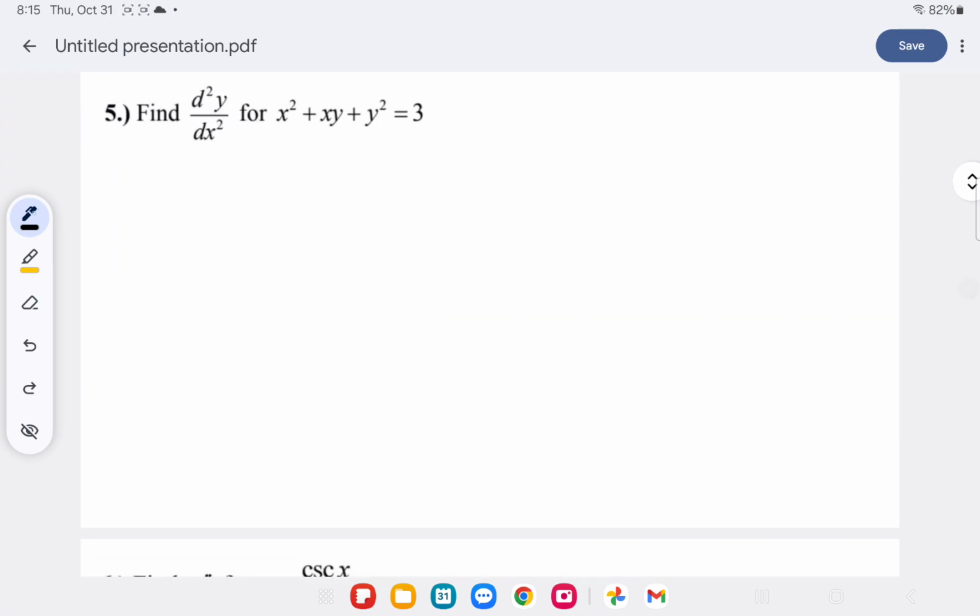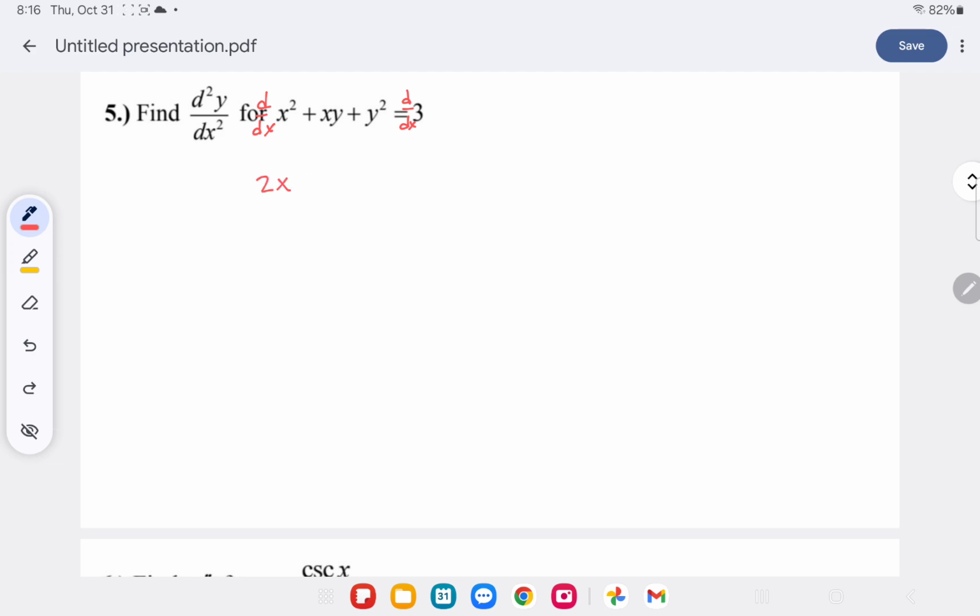Next one, we want to find the second derivative. I really care more on this one that we can find the first derivative. So because we have x's and y's, we are going to have to use implicit differentiation on this one. So one term at a time. So when I start, we're going to take the derivative of both sides. So on the left side of the equal sign, the derivative of x squared is 2x.